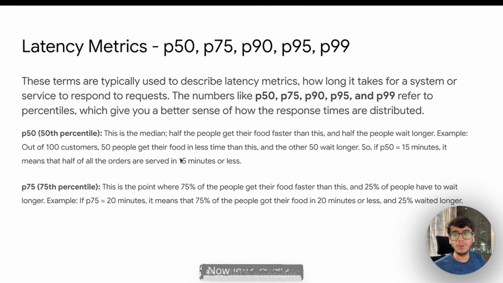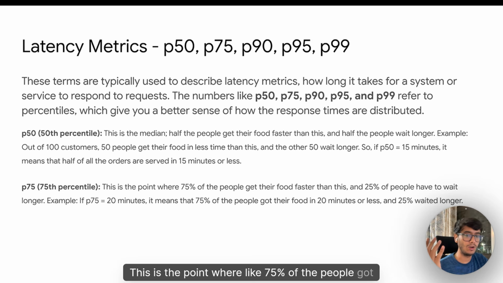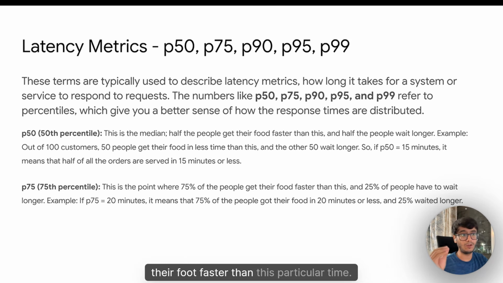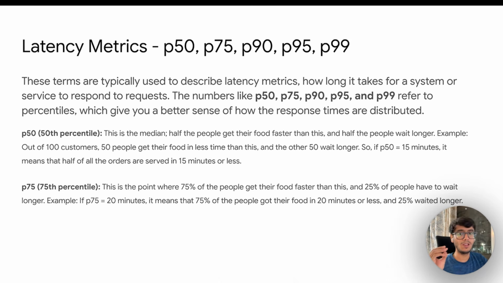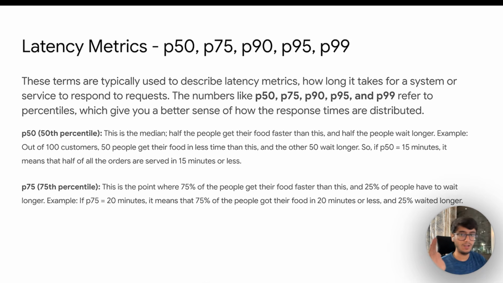Now, let's consider P75. This is the point where 75% of the people got their food faster than this particular time, and so 25% of the people had to wait for more than 20 minutes. And again, this gives a better idea of what the distribution is, right?